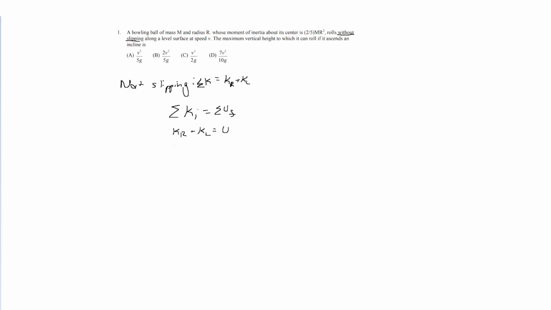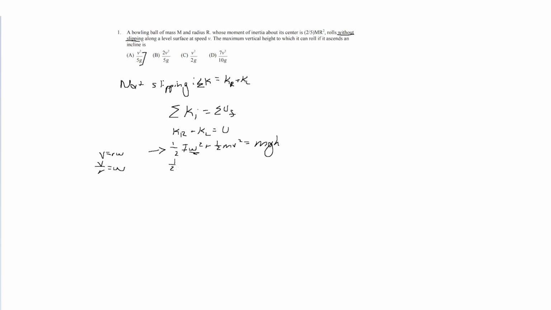So let's substitute things in. So we're going to say 1/2 I w squared plus 1/2 mv squared equals mgh. So we see here that we have just v, right? We don't have a w here. So this is where it's important to know that v equals r w. So what we're going to write is v over r equals w.